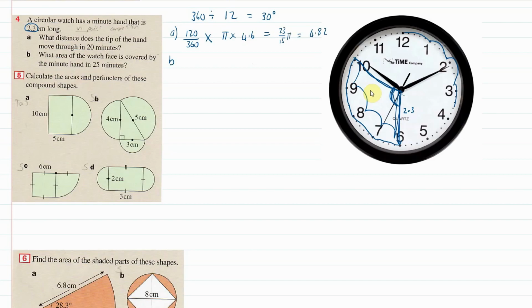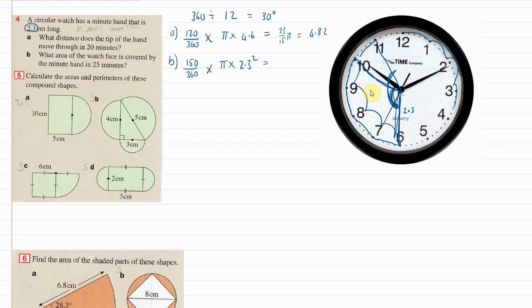Now B, what area of the watch face is covered by the minute hand in 25 minutes? Well, each 5-minute interval is 30 degrees, and that's 5 five-minute intervals, so we've got 150 degrees. So this angle here is going to be 150 out of 360. Now we're trying to find sector area, so pi times the radius squared.